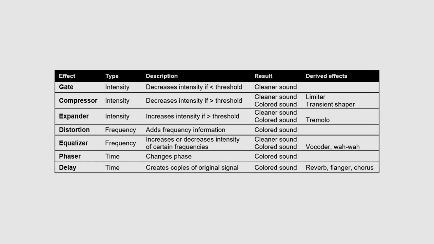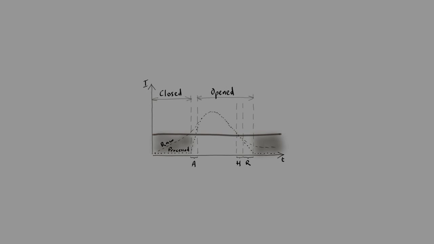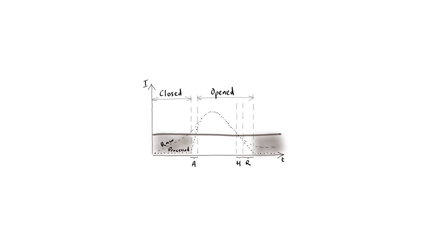Intensity effects. Gate. What is a gate? A gate allows a signal to pass only if it is below a certain threshold. This can be used in various situations, to clean up unwanted noise from a recording or to filter a signal to then pass on the on-off information to another signal for further processing.